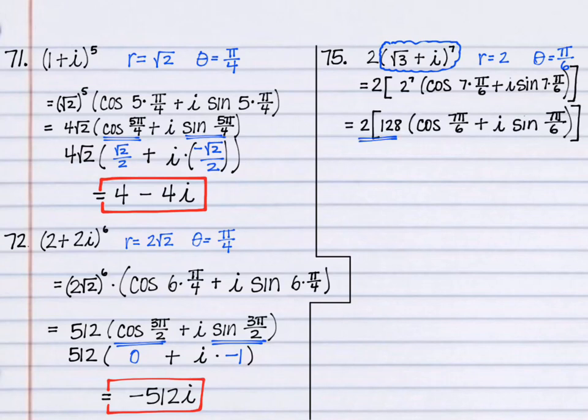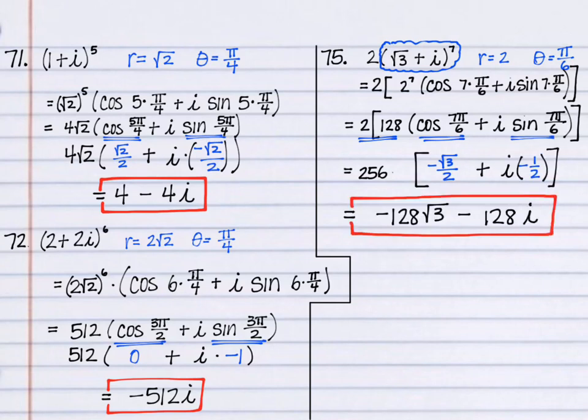And here's where we now can do the distribution of the 2 times the 128, which was 2 to the 7th. And we get 256. And we have cosine of 7 pi over 6, which is a known because that's in our unit circle, and sine of 7 pi over 6. We're going to distribute, and there's our final answer.